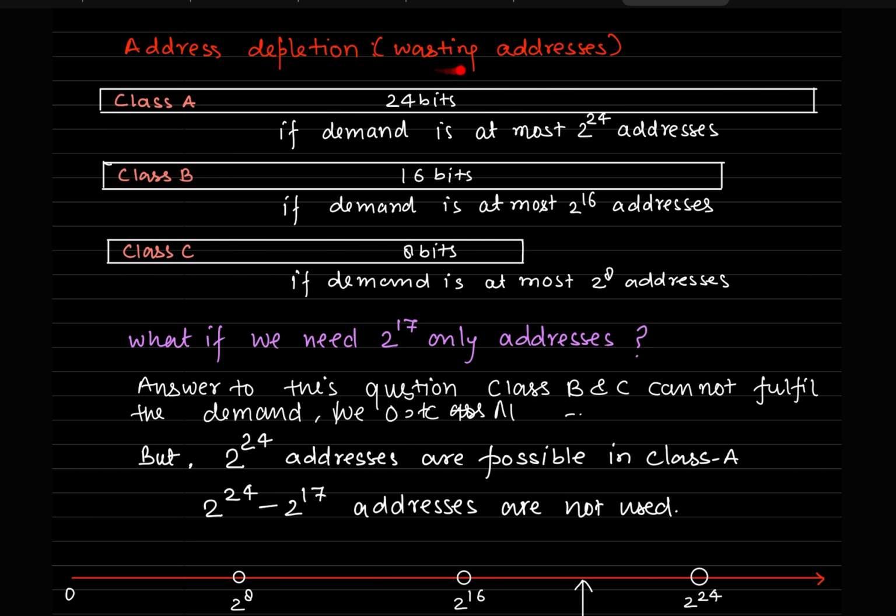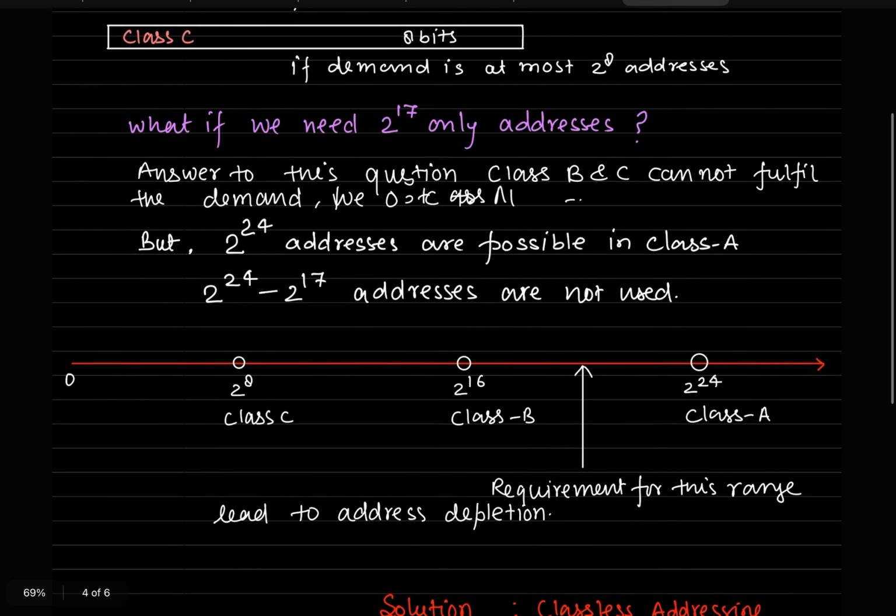Address depletion means wasting of addresses. Suppose an organization's demand is at most 2 to the power 24, as I explained in classful addressing. Then a class A address was given. If the requirement is for mid-size organizations, 2 to the power 16 addresses were given. If you talk about class C, if the requirement is at most 2 to the power 8 addresses, then a class C IP address will be given.